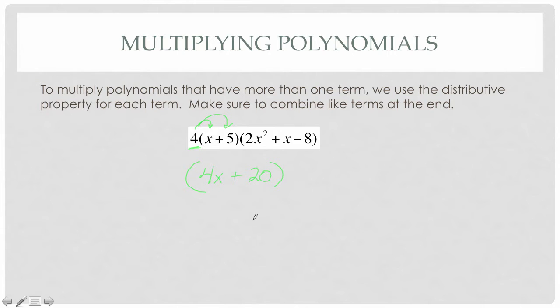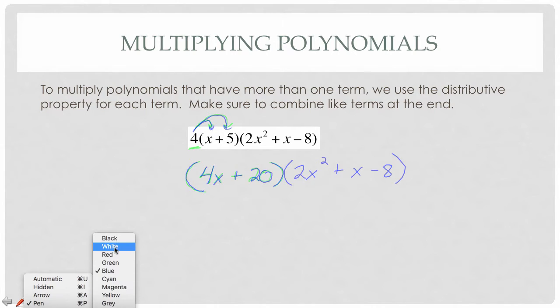Well, I don't like that green row. I got to remember not to use it. Now I still have, so I'm going to rewrite it with this blue here. So I've got 4x plus 20, and I get that from distributing this 4 right here. 4 times x plus 4 times 5. I still got this whole stuff here, so we still got 2x squared plus x minus 8, and I've got some heavy-duty distributing to do here. So let's start with the 4x.